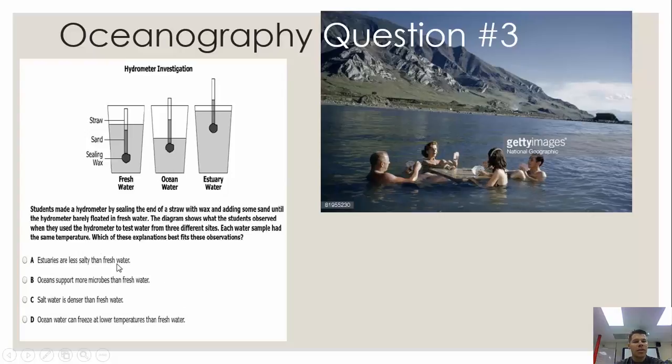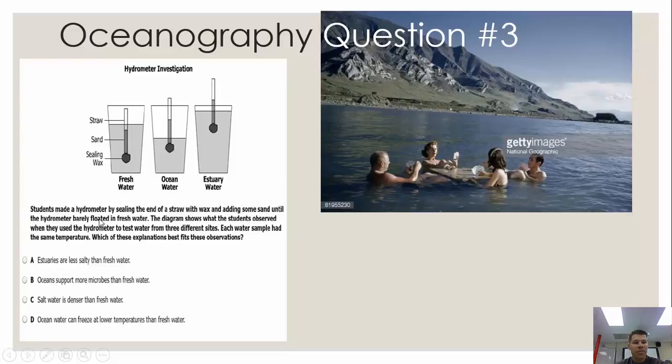Alright, so let's look at the question. Students made a hydrometer. We see these 3 objects right here, and they placed them all in a different type of water. In fresh water, the hydrometer sunk. In ocean water, it was pushed upward by all the salt in the ocean water pretty high. It didn't sink very deep at all. An estuary is like the Chesapeake Bay. It's a combination of the rivers bringing the fresh water and the ocean, the salt water. You can see that it sunk a little bit more than in the ocean water, but a little bit less than in the fresh water.